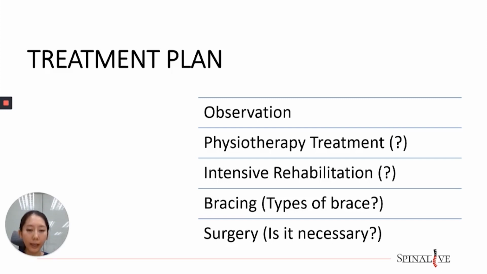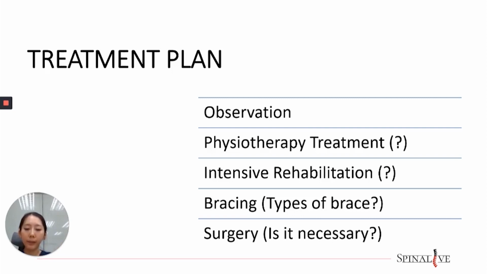Okay, for physiotherapy treatment, if it's a patient that has a Cobb angle anywhere between 10 to 15, physiotherapy treatment once a week and prescribed exercises for them to do at home would be recommended. However, if the curvature is 15, 20, or 20 plus and above, intensive rehabilitation would be recommended, guiding the patient through individualized and specific exercises catered to the scoliosis.